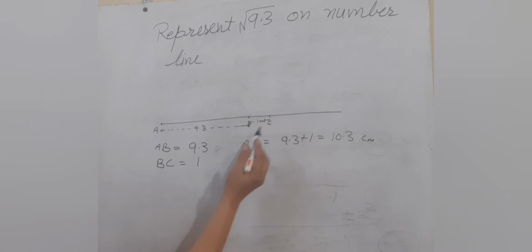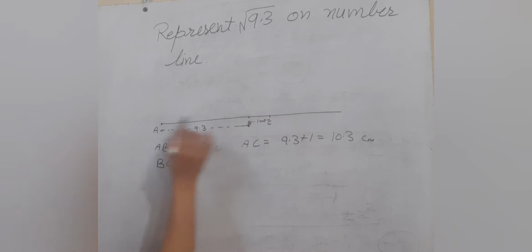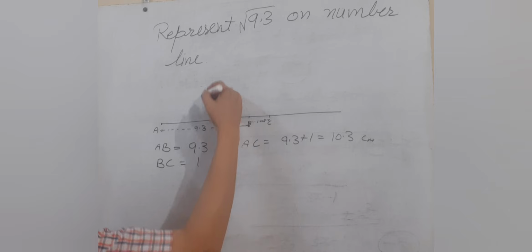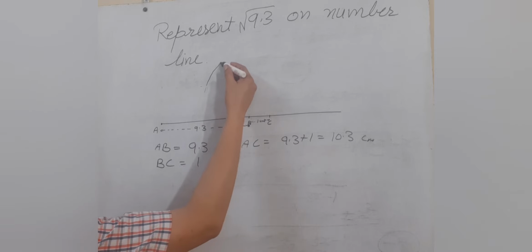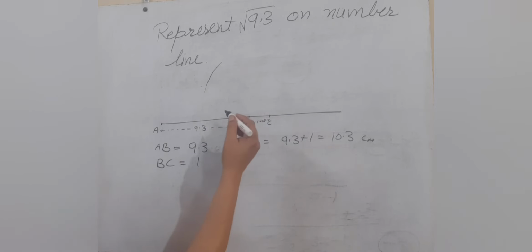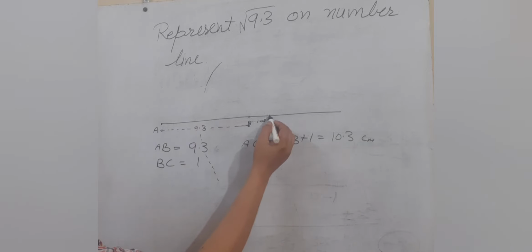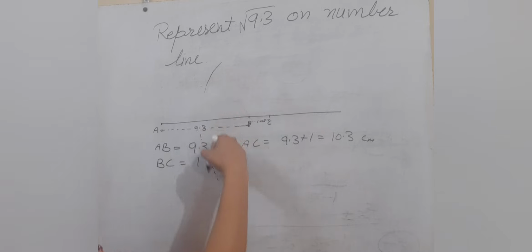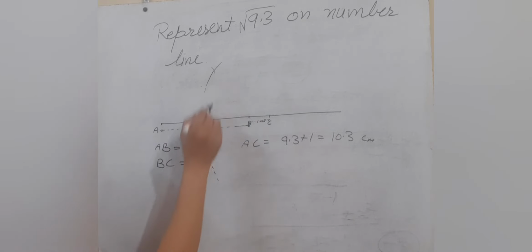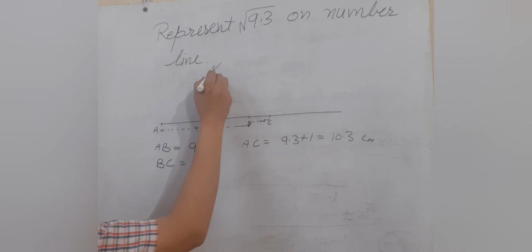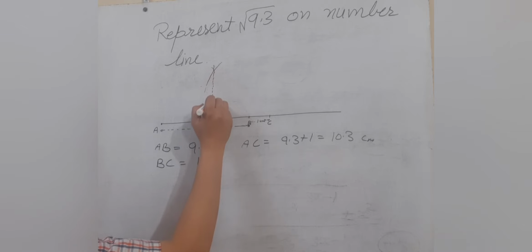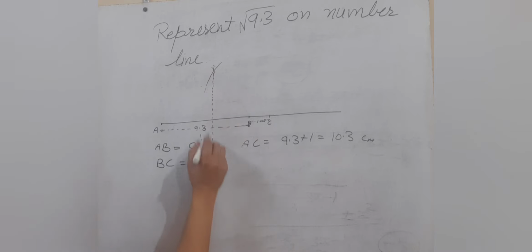Now draw the perpendicular bisector of AC. You know how to draw the perpendicular bisector. Open the compass more than half of AC and draw the arc like this with the help of compass. Put the compass at A and at C and draw the arc like this and this. All of you know how to draw the perpendicular bisector of a line segment. Okay, let O be the midpoint of AC.